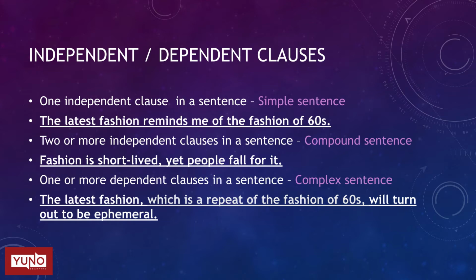Ephemeral is short-lived. So the latest fashion will turn out to be ephemeral. This can stand on its own. So this is the main clause. Which is a repeat of the fashion of the 60s is the dependent clause. So we have the main clause and a dependent clause in it. This is a complex sentence.